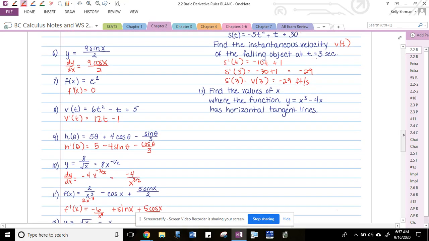Okay, last problem. Find the values of x where the function y equals x cubed minus 4x has horizontal tangent lines. What would I know? Why did they give me horizontal tangent lines? I know that horizontal tangent lines have slopes of 0. So if I set my derivative equal to 0 and solve for x, I should be done. So let's find dy/dx. 3x squared minus 4. I want to know, when is this slope equation equal to 0?